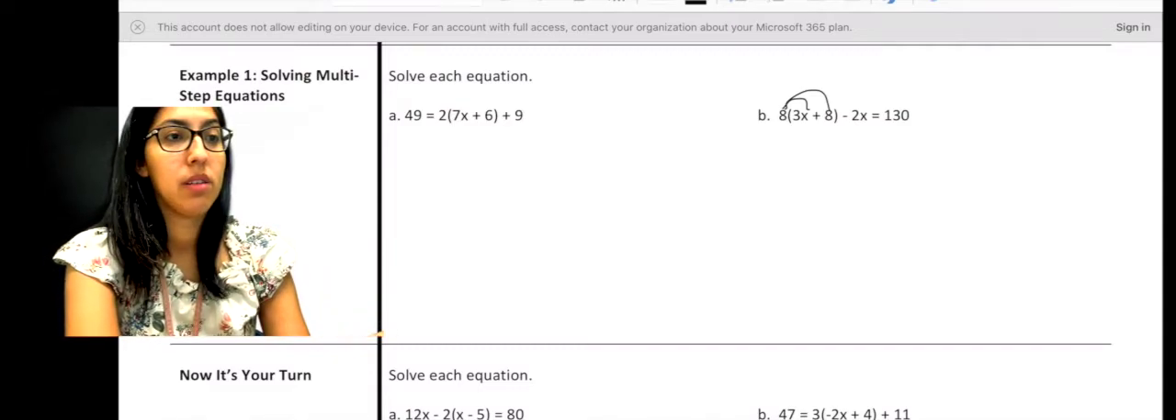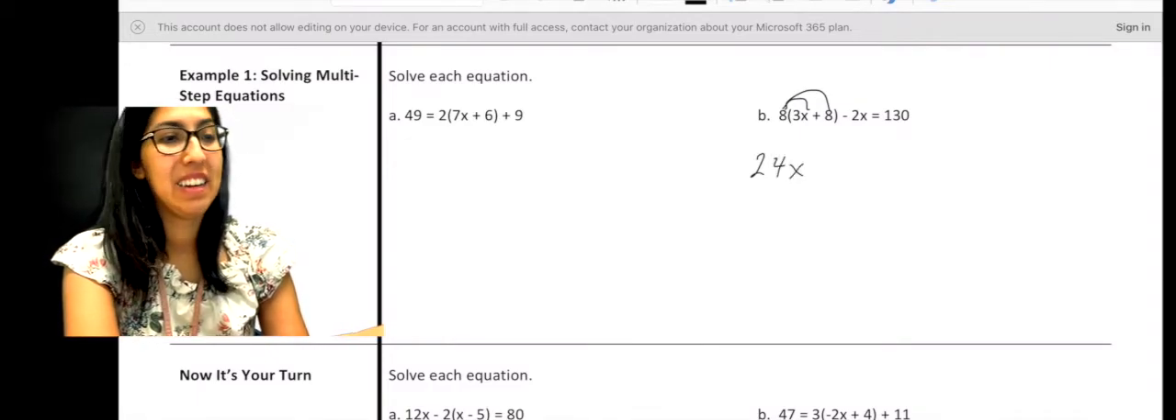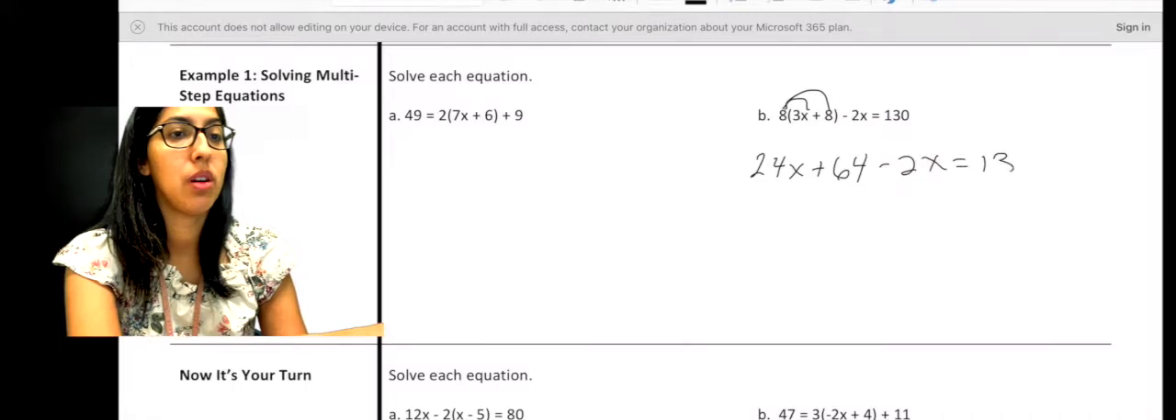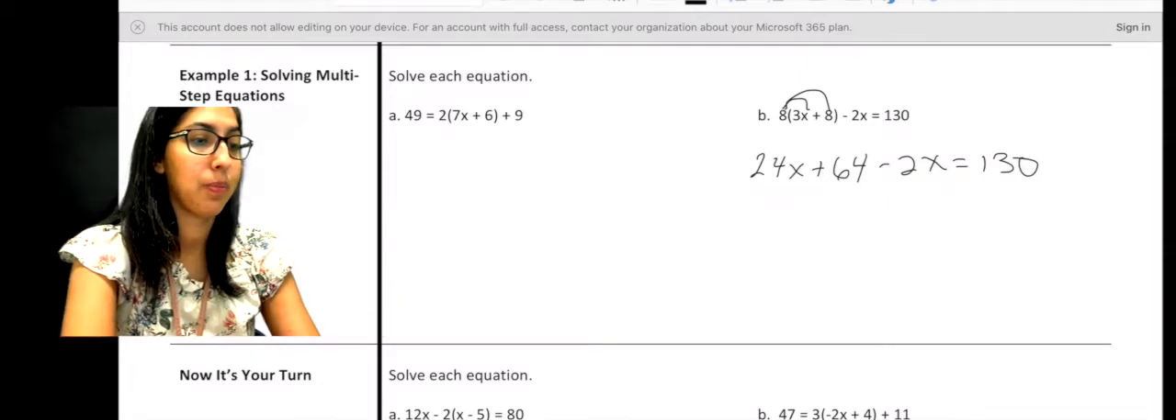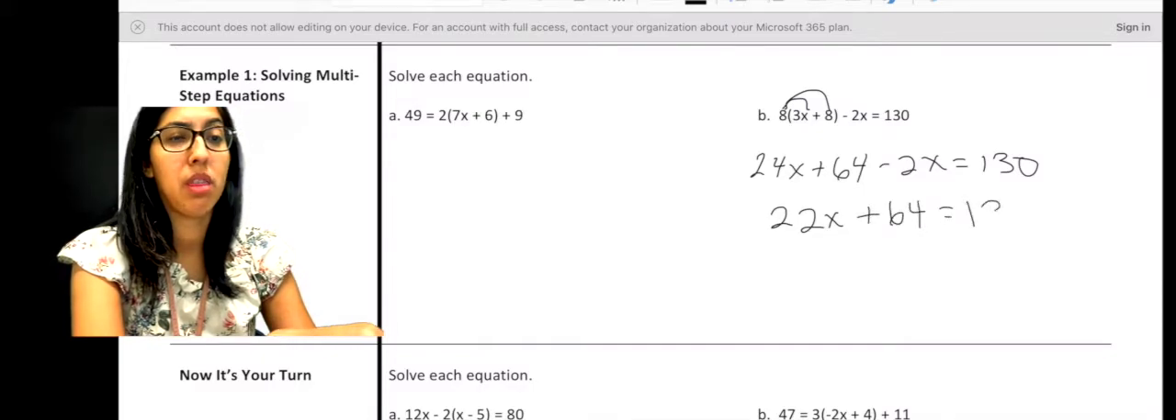So 8 times 3 is going to be 24x. Then 8 times 8 is going to be 64, and that is a positive 64. And then bring down minus 2x equals 130. Okay, so like terms on this one, I've got 24x and negative 2x. Remember that negative belongs with that 2, so make sure you're keeping them connected. Okay, so 24 minus 2 would be 22x plus 64 equals 130.